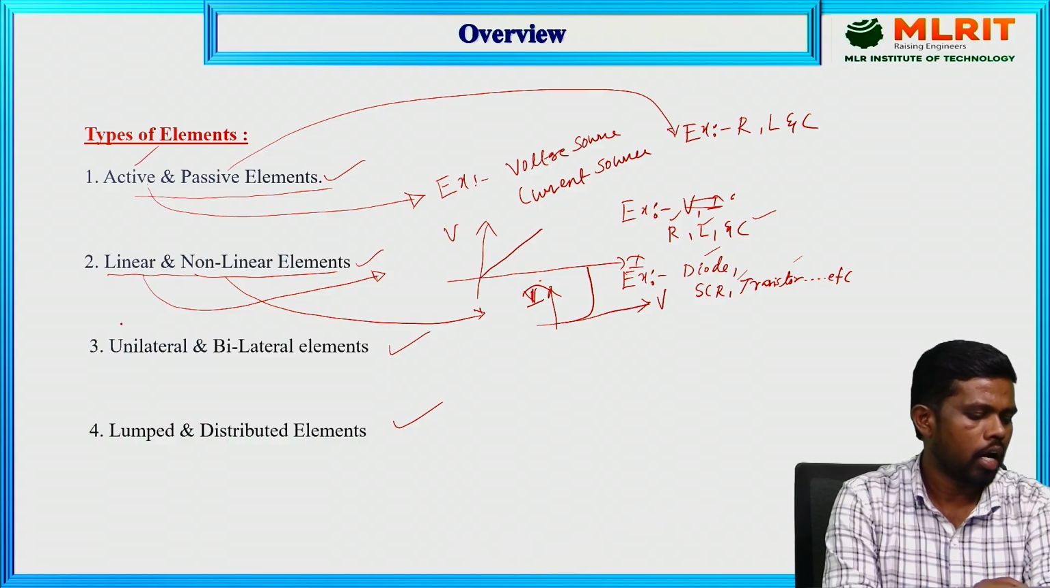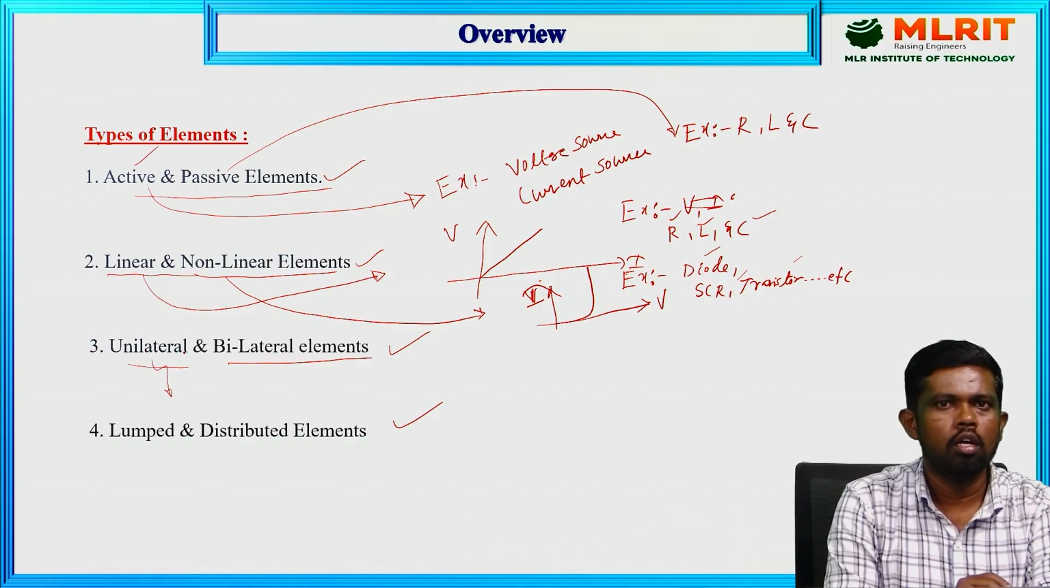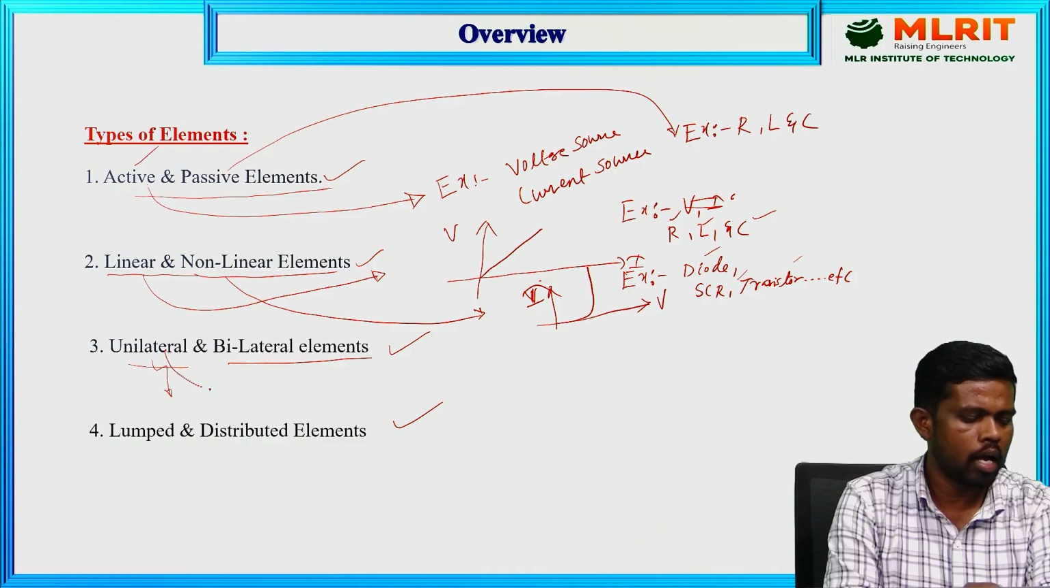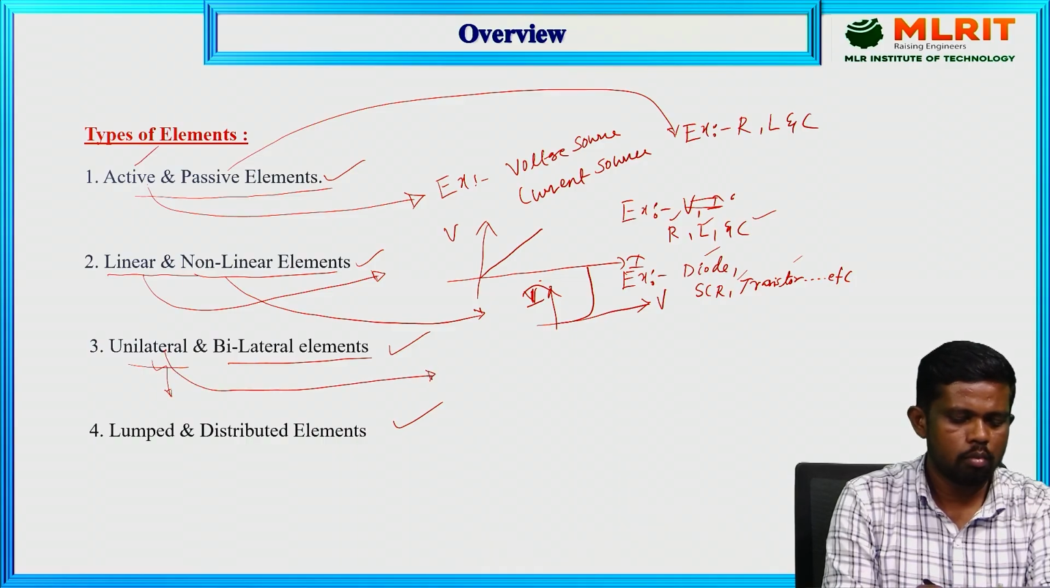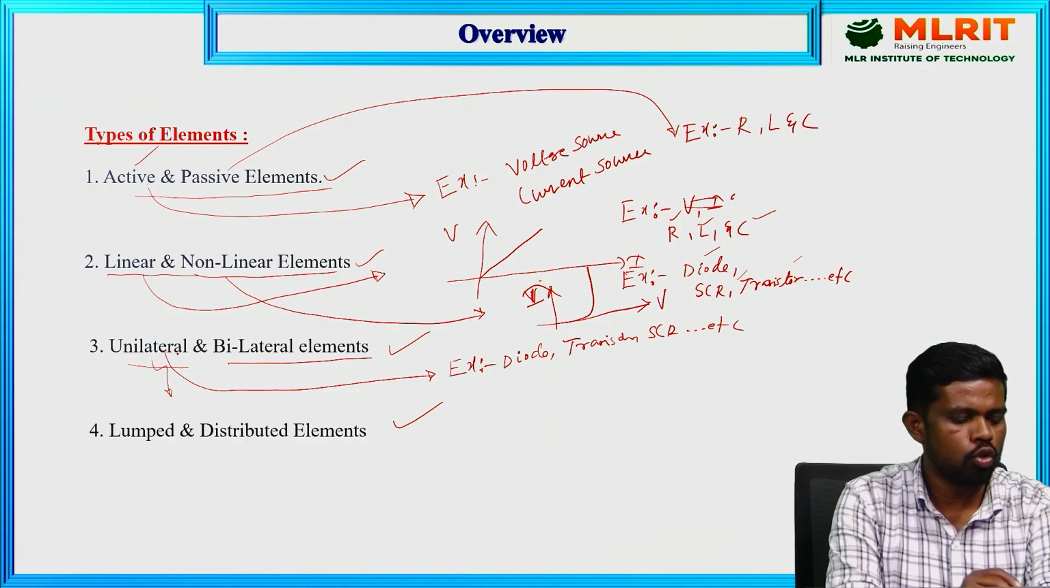Now coming to the third category, that is unilateral and bilateral elements. Unilateral is nothing but unidirectional. Whatever elements in electrical circuits accept the charge flow or current flow in only one direction are called unilateral elements. Examples of unilateral elements are the PN junction diode, transistor, silicon control rectifier, etc. These are the examples of unilateral elements.